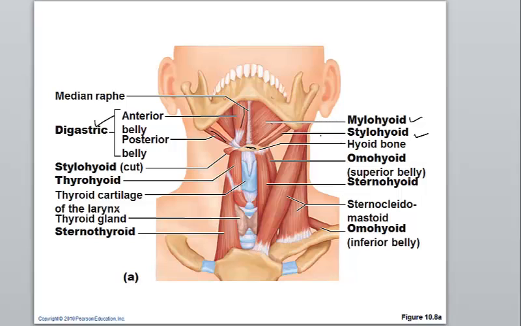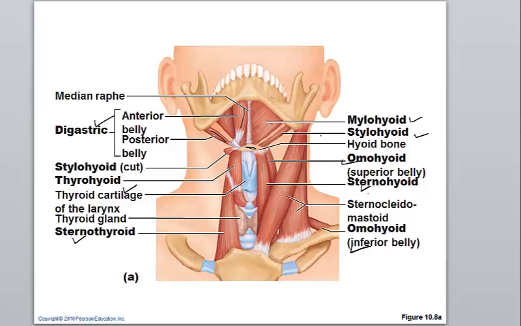Let's look at the infrahyoid muscle group. Infrahyoid includes your sternohyoid right over here. And you have your omohyoid on this side, okay, the inferior belly and then the superior belly over here. And then you have your thyrohyoid and sternothyroid. Sternohyoid is the one that originates from your sternum and goes all the way to your hyoid bone. Sternothyroid, on the other hand, stops at the thyroid cartilage. That's the reason why it's called a sternothyroid.